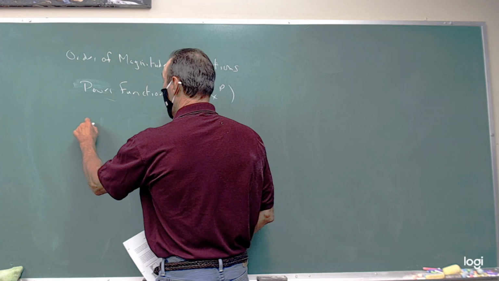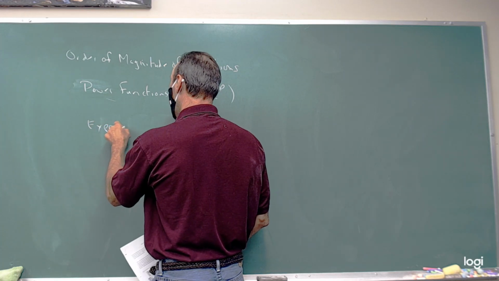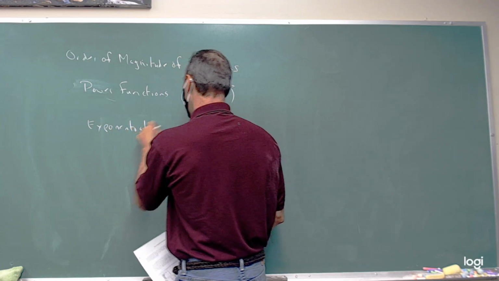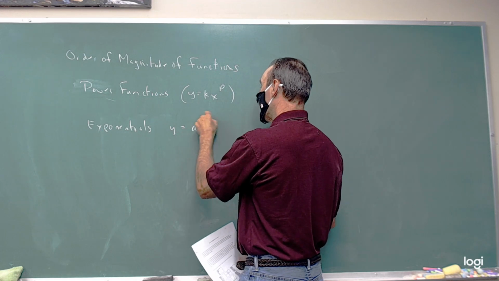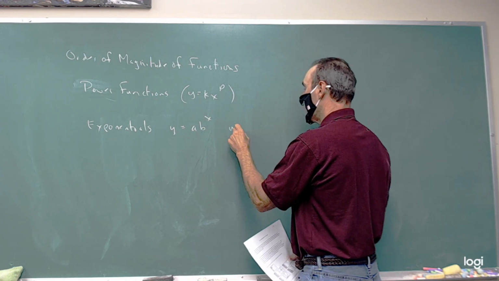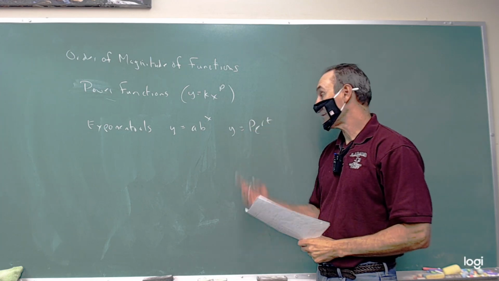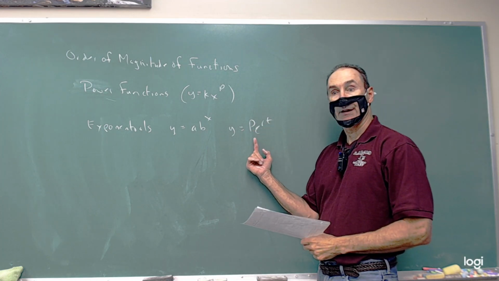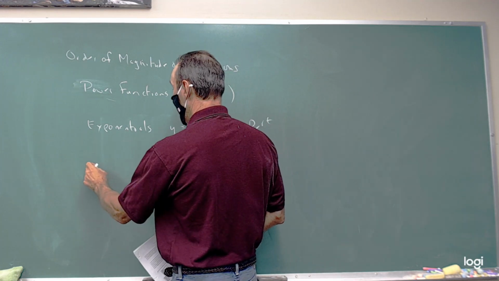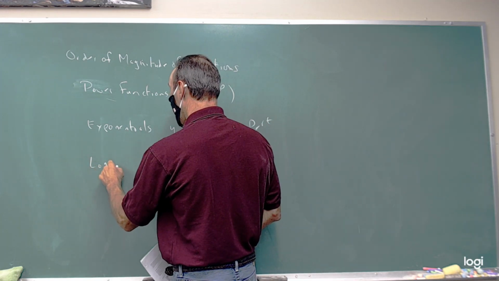But then we want to also compare them with exponentials. Remember, this is going to be something like y equals a b to the x, or in our world, we kind of like to think PERT, because most of the time, we'll be dealing with an Euler's number exponential, and then we want to compare that to logarithms as well.